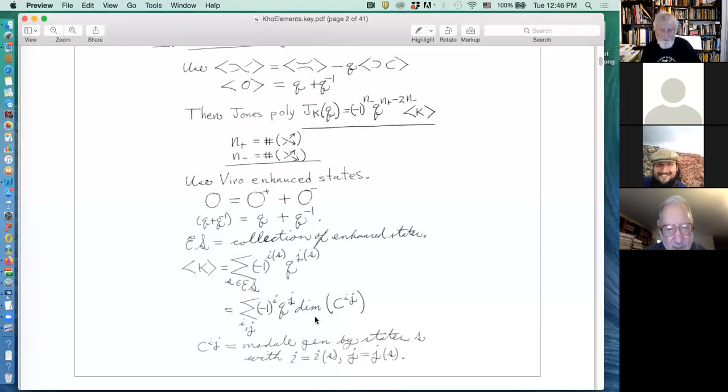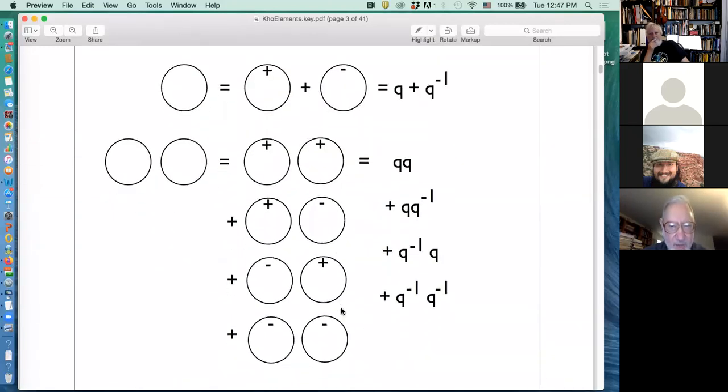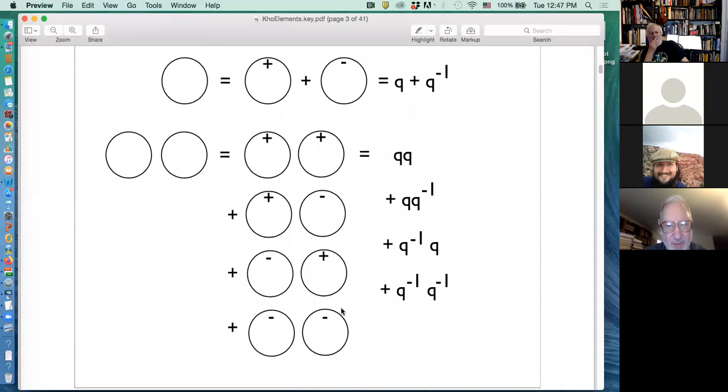But as you know, with malice aforethought, this is going to be the chain complex entity. It's going to turn out that the chain complex is generated by these enhanced states. And we're going to have a boundary mapping defined on these, but that's getting ahead of our story. So yes, I have a slide here illustrating how the binomial theorem works in terms of plus and minuses labeling something. This state here becomes this collection of enhanced states, and the evaluation of it is indeed Q plus Q inverse, squared.